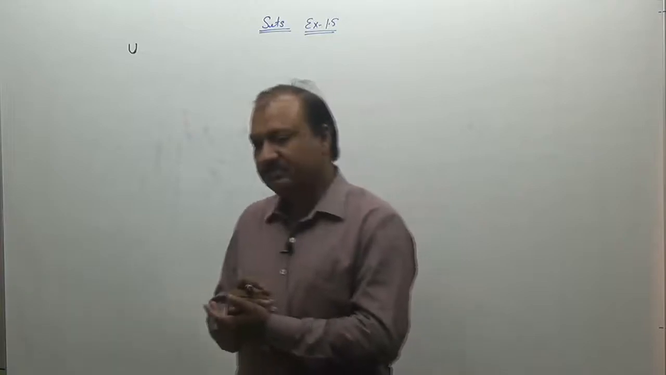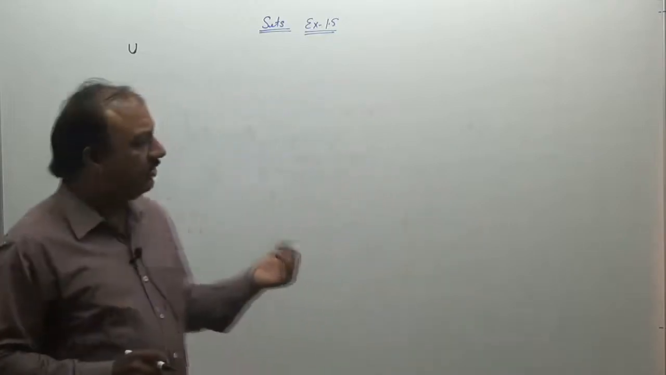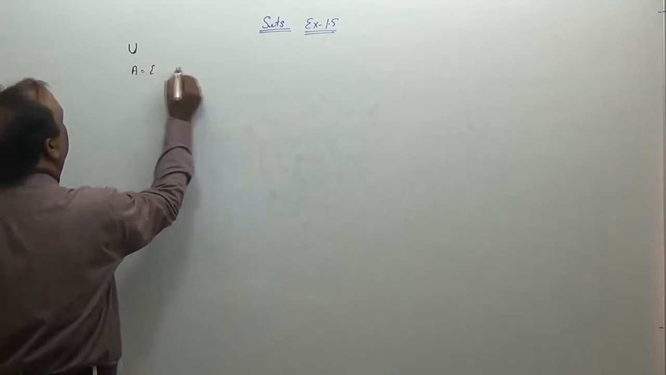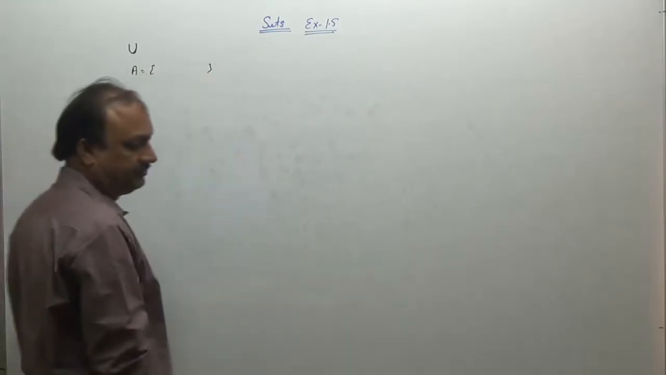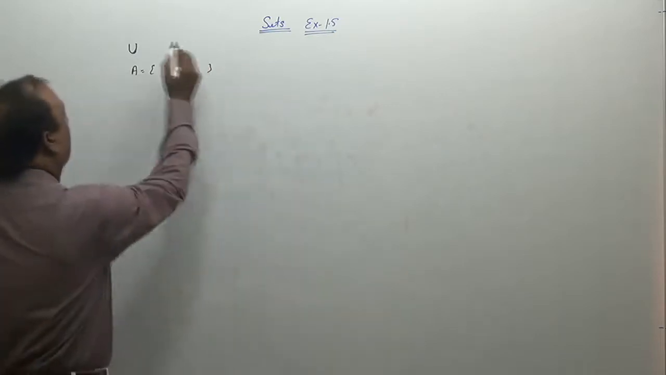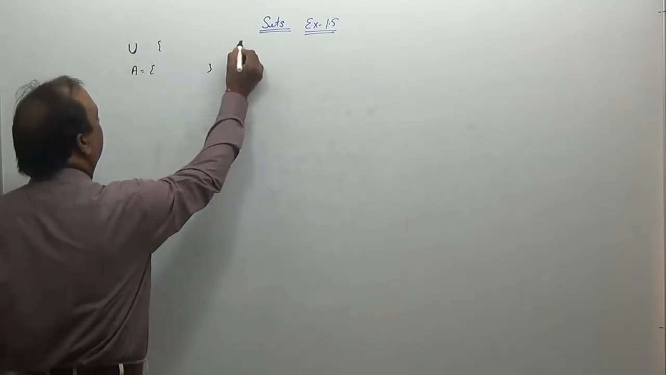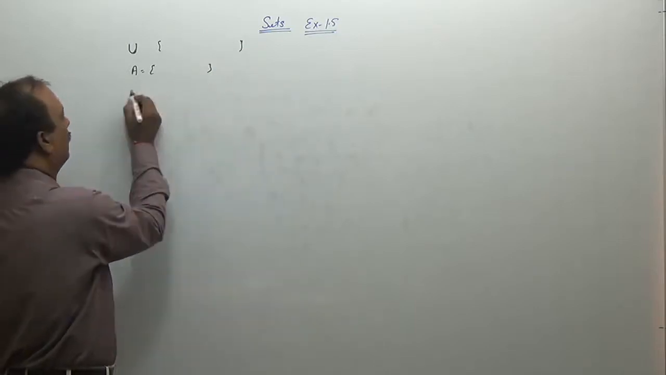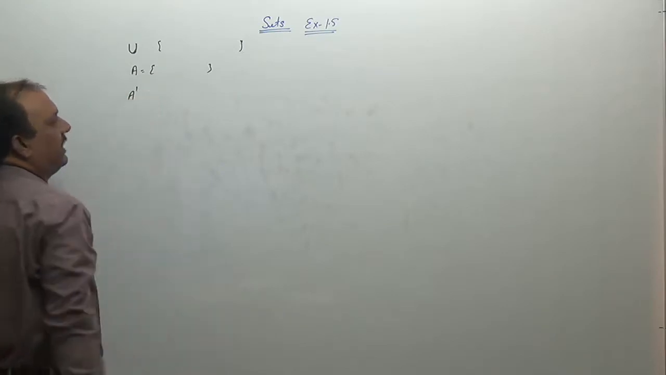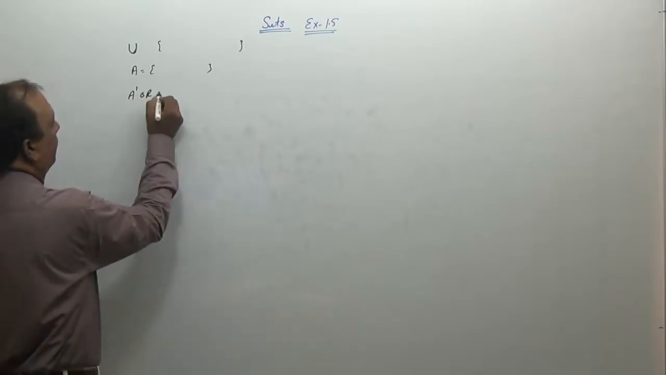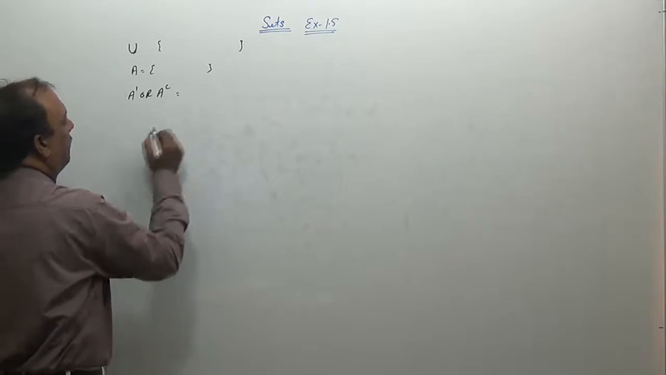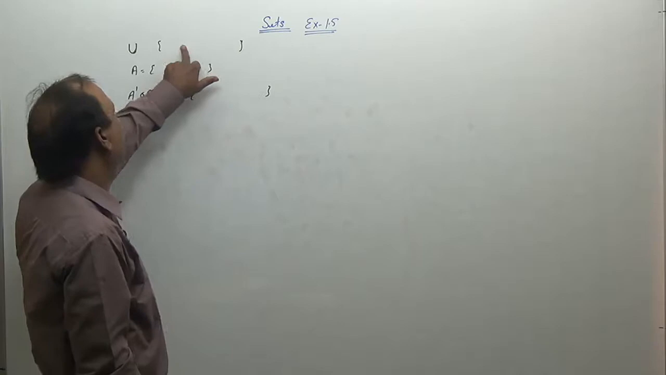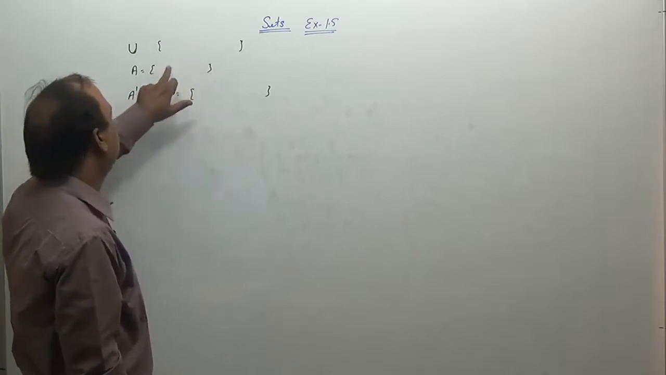So let U be the universal set, and A a set which contains some elements. And the universal set is a set which contains all elements of this particular criterion. So A complement is denoted by A dash or A^C. A complement is also a set which contains all elements of the universal set except the elements of set A itself.